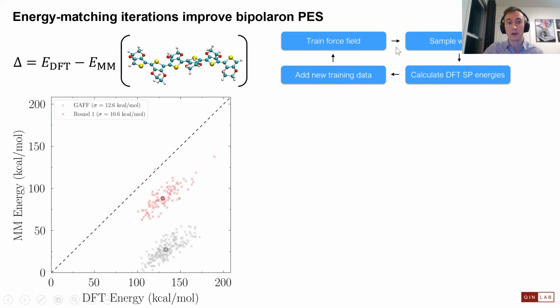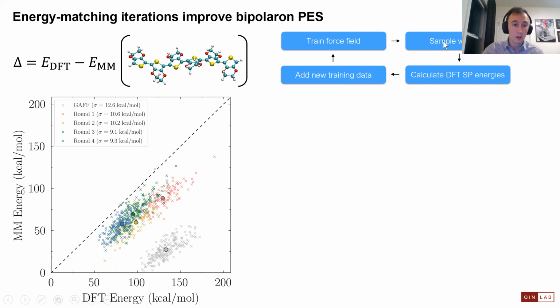We see that as we go through multiple rounds of the cycle, we're able to both get closer to this parity line, as well as decrease the overall standard deviation of the distribution. We're able to narrow that as optimization rounds continue, which is good news.